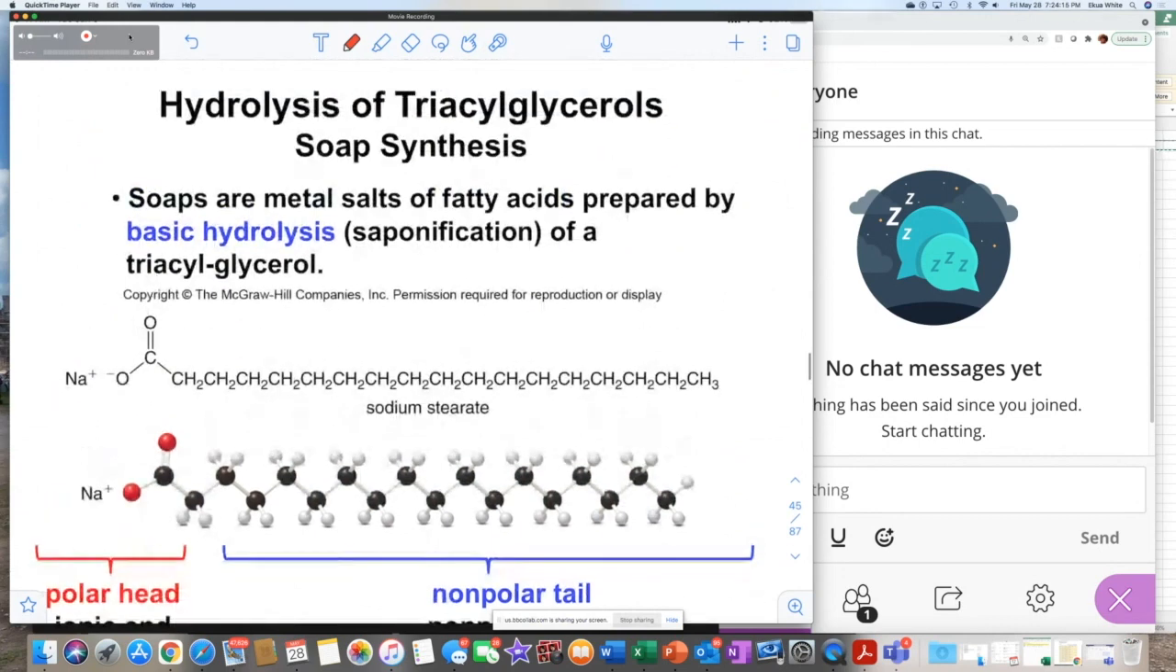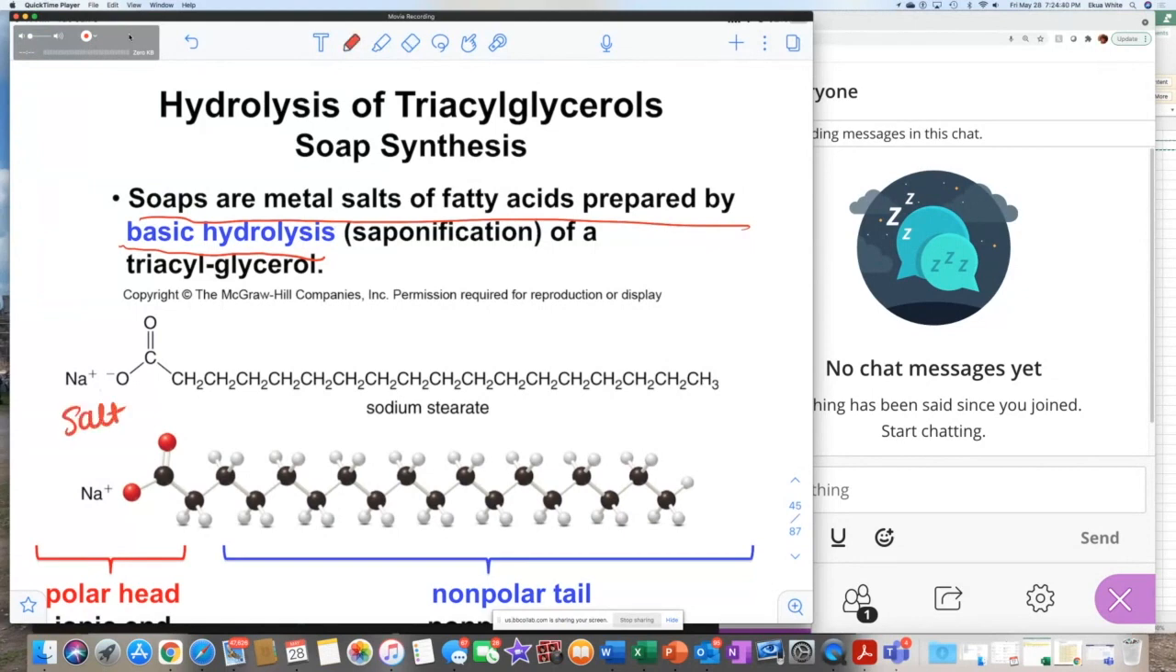Okay, so we're moving on to soap synthesis. And so we're talking about fats, right? And I think I mentioned earlier that soaps are essentially fats. So soaps are metal salts of fatty acids prepared by base hydrolysis. So you have a fatty acid where this used to be a hydrogen, and then the hydrogen was replaced with a sodium ion, and now we have a salt.